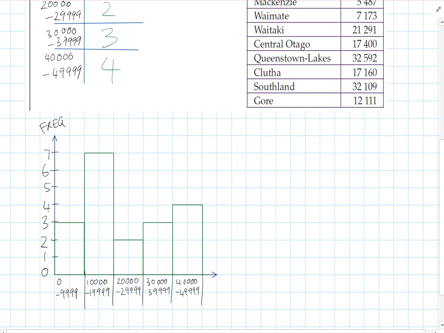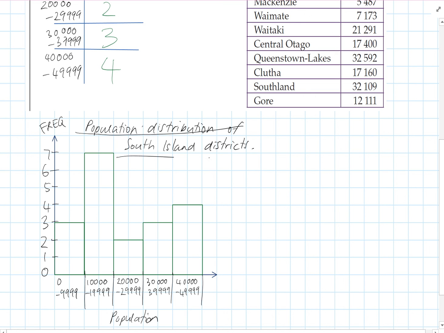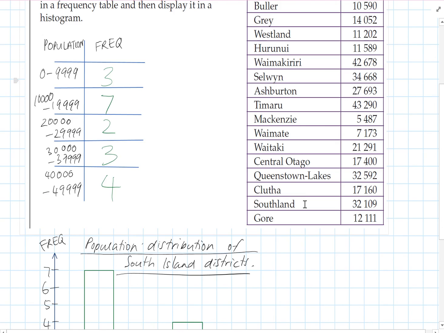Of course we need to put in the usual things here, like a label. So this is our population, and this title should be the population distribution of South Island districts. Okay, and so that's how we use a frequency table to make a histogram.